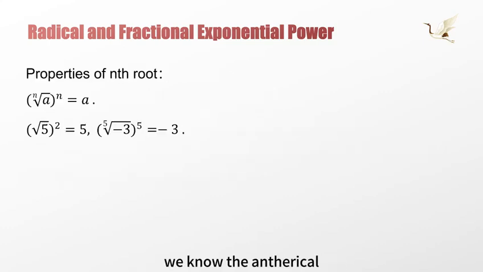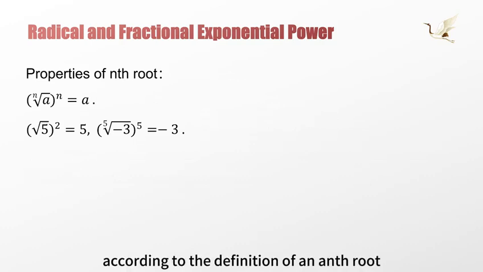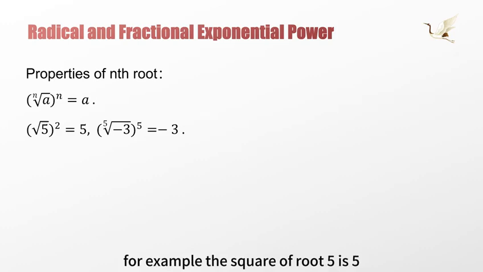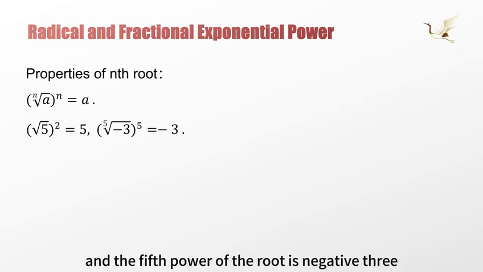We know the nth radical. What are its properties? According to the definition of an nth root, its nth power is equal to a. In middle school, we once said that the square of the root of a is equal to a, which is a property of a quadratic radical. Today we are talking about nth roots. For example, the square of root 5 is 5. The fifth power of the fifth root of negative 3 is negative 3.